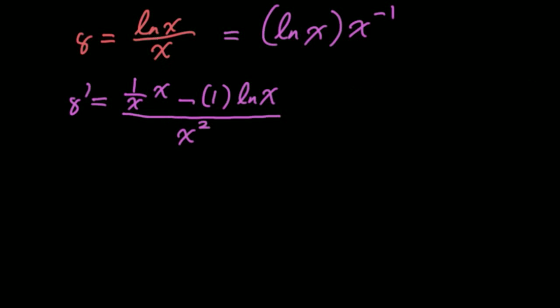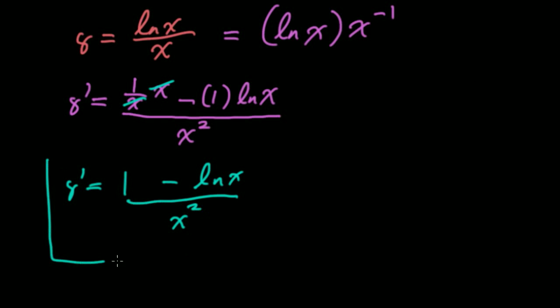Now, as you can see, hopefully, this gets simplified. These x's are going to cancel out, so we are left with y prime is equal to 1 minus the log of x, all of that over x squared. And that is our final answer.